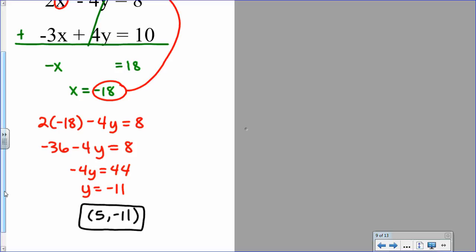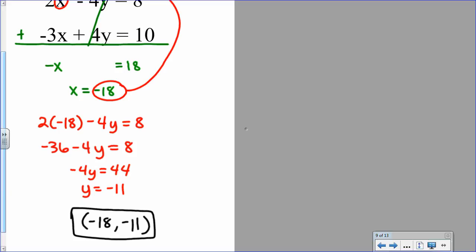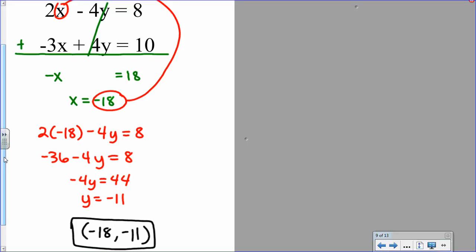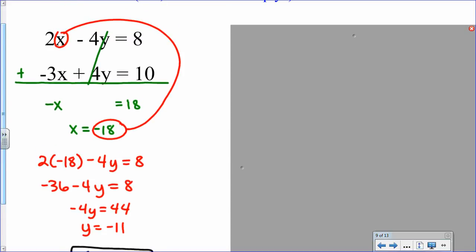I'm sorry. I was so used to writing 5. So negative 18, negative 11. Okay. Type those in. Make sure they work. So you just type in 2 times negative 18 minus 4 times negative 11. Hit enter, equals. Make sure that's 8. And then negative 3 times negative 18 plus 4 times negative 11 equals. Make sure that that's 10. Okay? Yes. Okay, so then the next one.